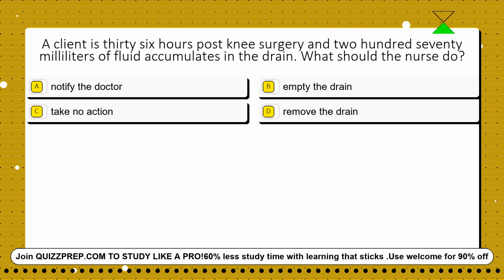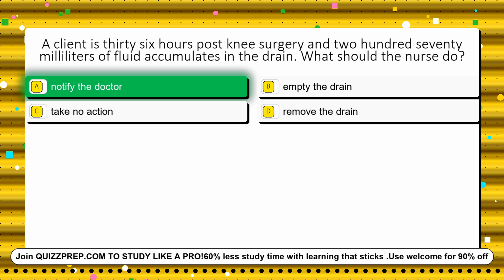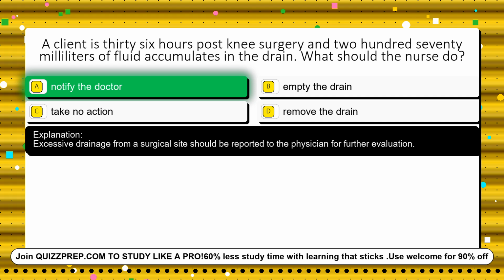Question 100. A client is 36 hours post-knee surgery and 270 milliliters of fluid accumulates in the drain. What should the nurse do? Option A. Notify the doctor. Option B. Empty the drain. Option C. Take no action. Option D. Remove the drain. The correct answer is option A. Notify the doctor. Excessive drainage from a surgical site should be reported to the physician for further evaluation.